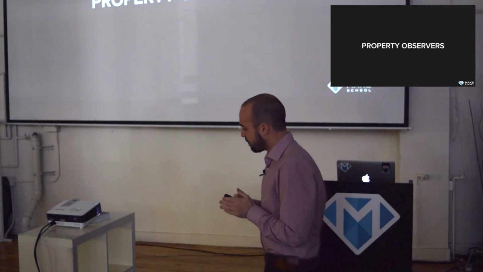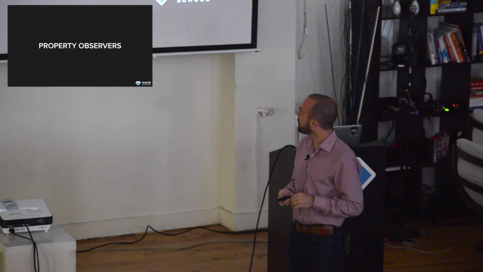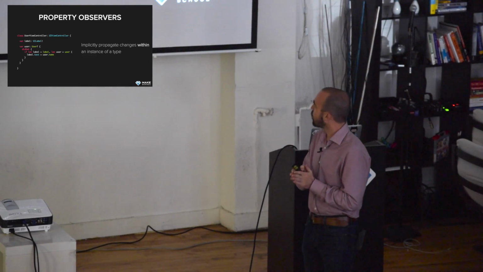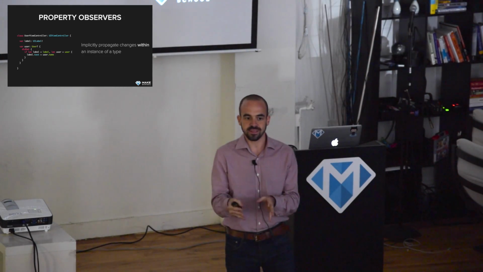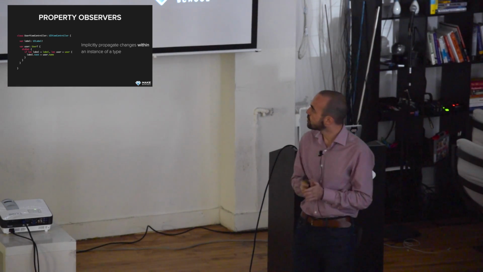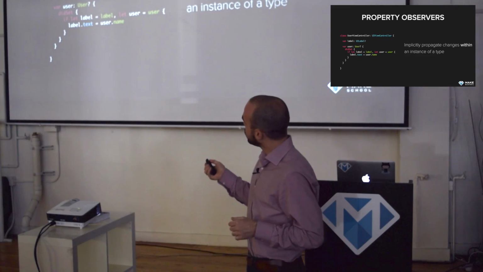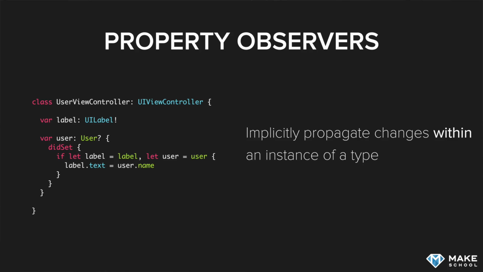So another way of communicating change and passing data along are property observers in Swift. Property observers allow you to propagate information within an instance of a class. Some of you may have used them in Swift before. They were pretty handy. You can add them to basically any property by adding a didSet or willSet block, and that block will be called as soon as the property is changed.